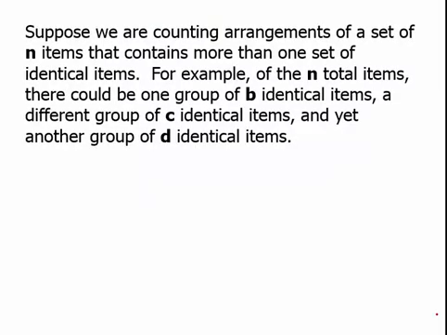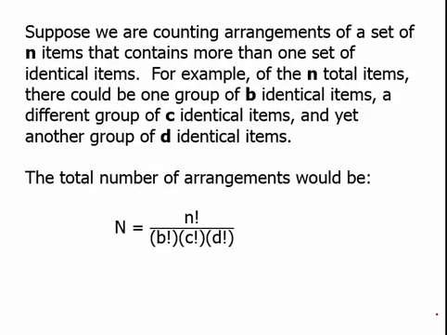Now suppose we are counting arrangements of a set of n total items that contain more than one set of identical items. So for example, of the n total items, there could be one group of b identical items, a different group of c identical items, and yet another group of d identical items. Well, then the total number of arrangements would be this. It'd be n factorial divided by the factorial of the size of each subgroup of identical items, so divided by b factorial, c factorial, and d factorial.